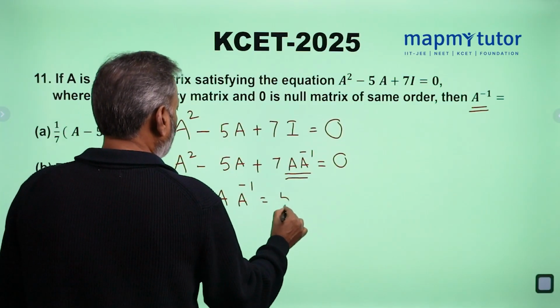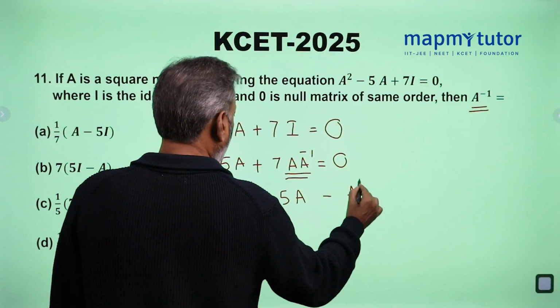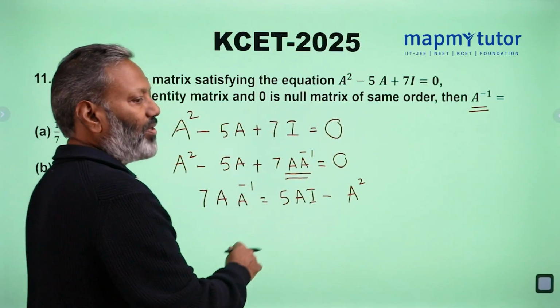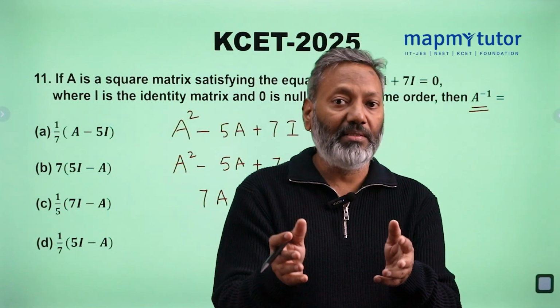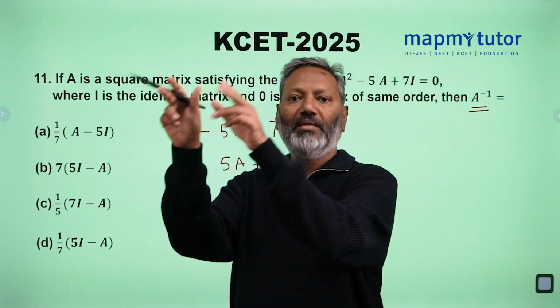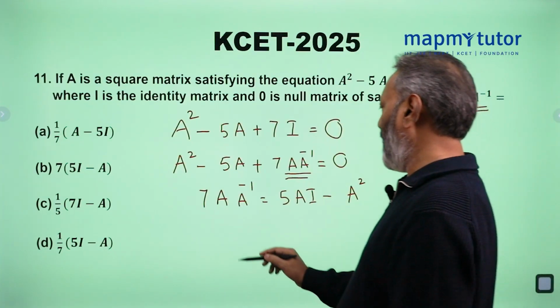7A inverse is equal to what? 5A minus A square. Now, a small adjustment here. A can be written as A into I because I is the identity matrix. That is a property. If you multiply any matrix with I, you will get the same matrix. Therefore, A can be replaced with A into I.